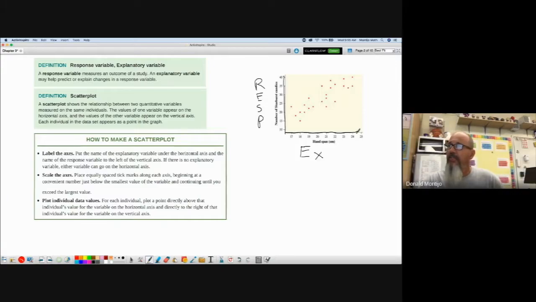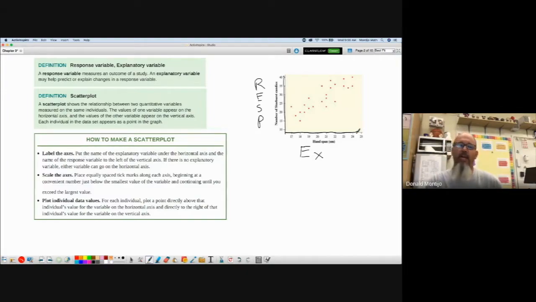Now, looking at this, it appears to be somewhat of a relationship. This looks like a positive relationship. As x is getting larger, so does y. So we would say this is a positive association. We must label the axes: hand span in centimeters for the explanatory variable, and the response variable y would be the number of Starburst candies.